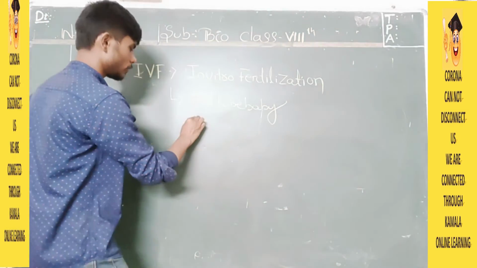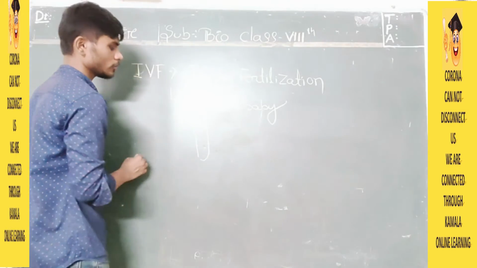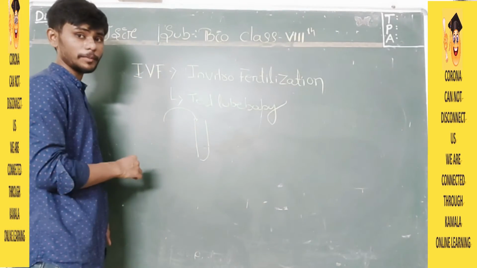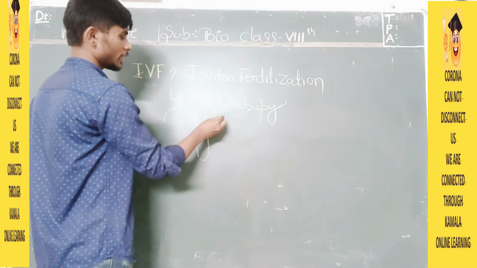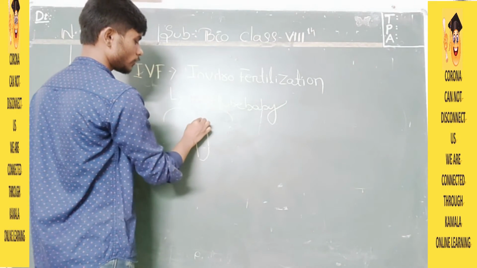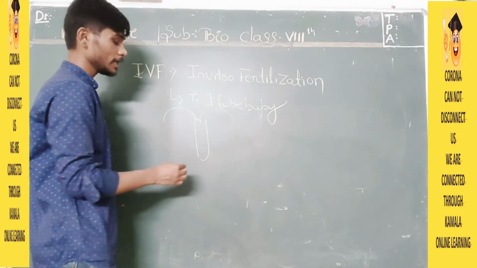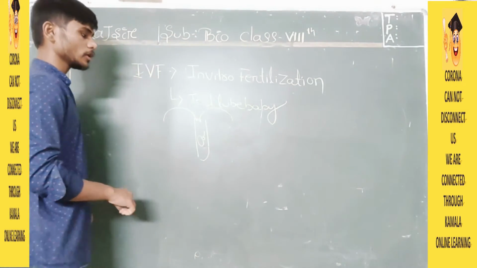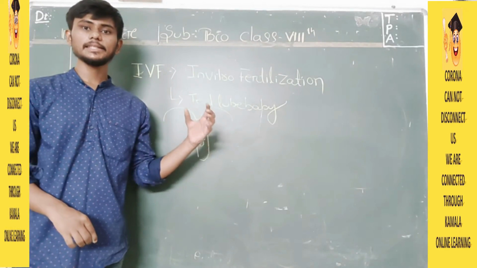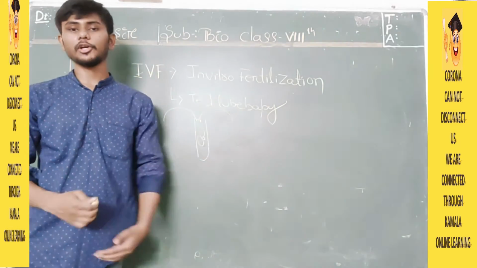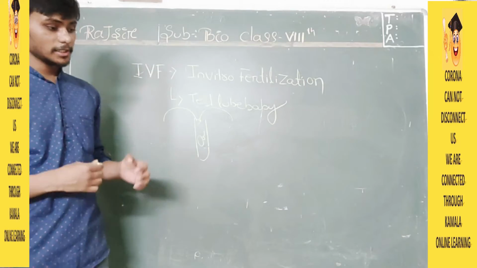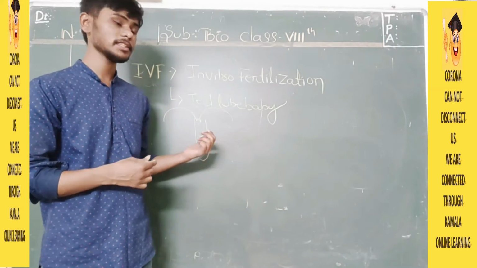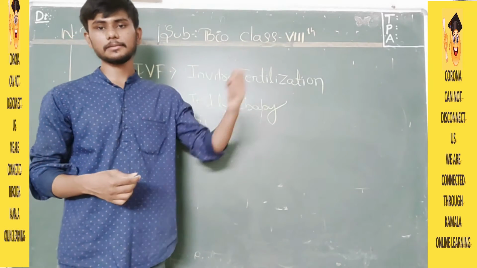Here in the lab, what will happen? There will be a test tube where an egg cell will be brought from a woman. It will be put here, and a sperm cell will be brought from a male donor, and they both will be combined in the lab. After combination, this embryo will develop, and it will be planted inside the body of the female. So here, the fertilization takes place outside, in a lab. And this kind of fertilization is known as in vitro fertilization.